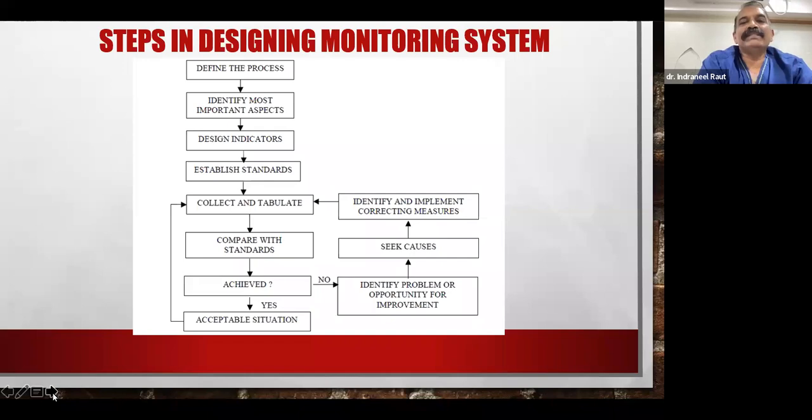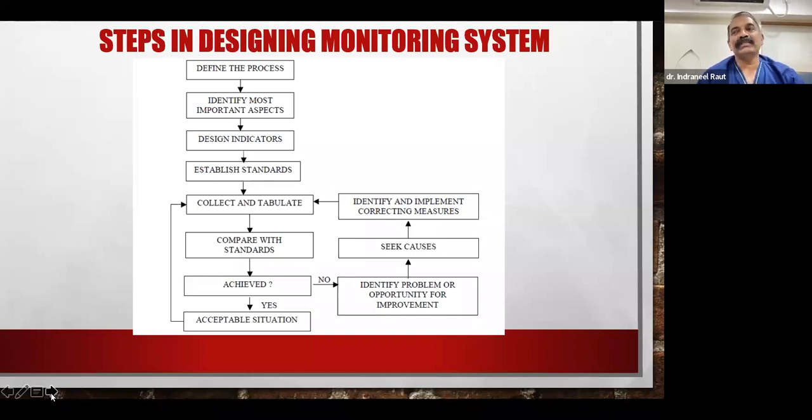So what are the steps in designing the monitoring system? You first define the process, then identify the most important aspects. Then you design your indicators and establish the standards. So you have to collect the data, tabulate the data, and then what do you compare with? There may be international or national standards set. You compare your data with that and see whether you're achieving those benchmarks. If you're achieving the benchmarks, fine. It's a good thing. But if you are not, then you have to identify where we are lacking, where we are going wrong, and then improvise on that and make steps to improve.